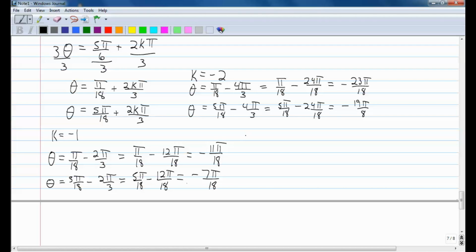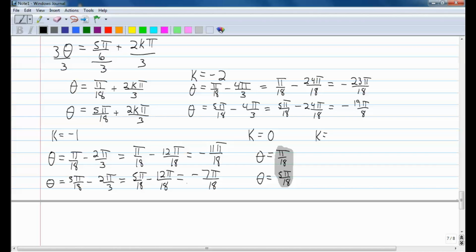Alright, so now I increase k by 1, I go to k equals 0. This is the easy one, because when k is 0, this stuff that I'm adding just goes away. So when k is 0, I'm going to have theta equals pi over 18 and theta equals 5 pi over 18. These are for sure two of my answers, because those are greater than 0 and less than 2 pi.